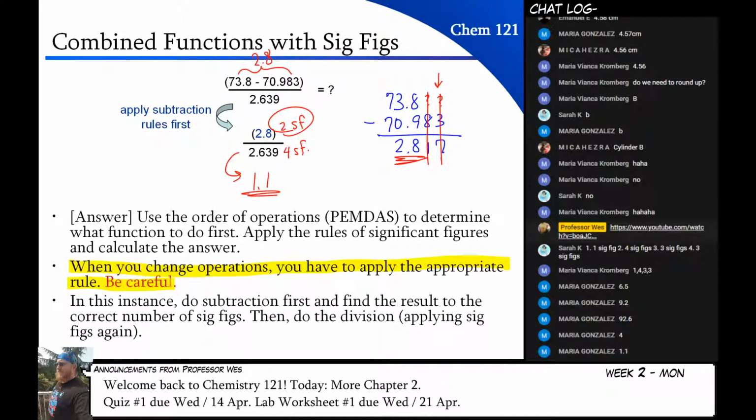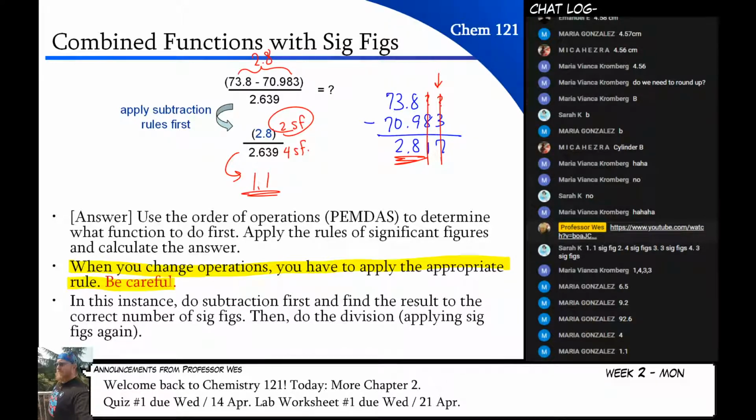Now, if you aren't changing operations, you can do all the operations together. For example, if all you are doing is multiplying, multiply all the numbers together, pick the one that has the fewest sig figs, and then round your answer at the end. If all you're doing is addition or subtraction, add all the numbers together vertically and just do all the sig figs at once. But if you have to change between these two operations, between multiplication and then addition, then every time you have to change operations, you have to stop and resolve your sig figs before you move on. Okay?